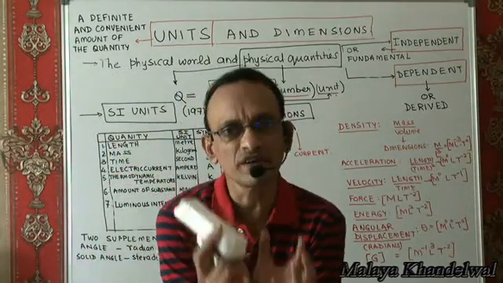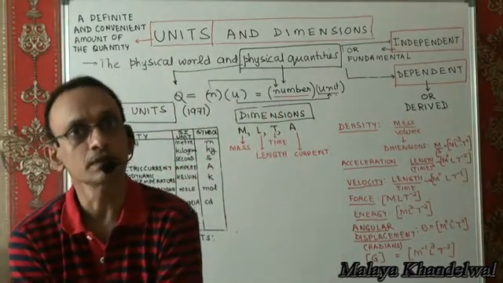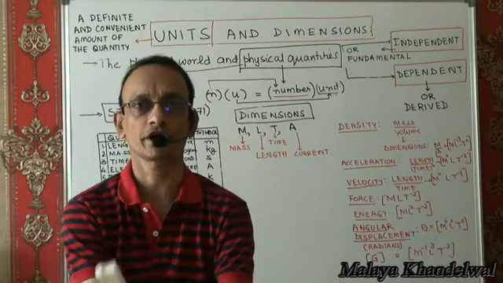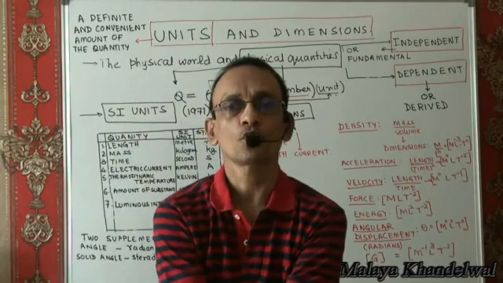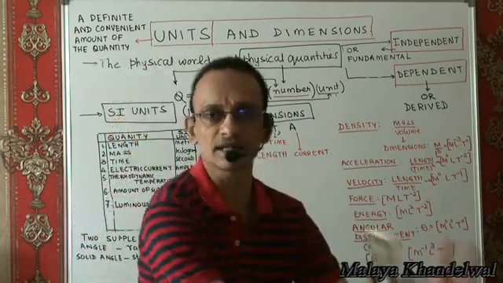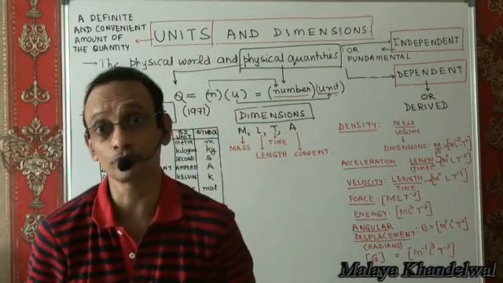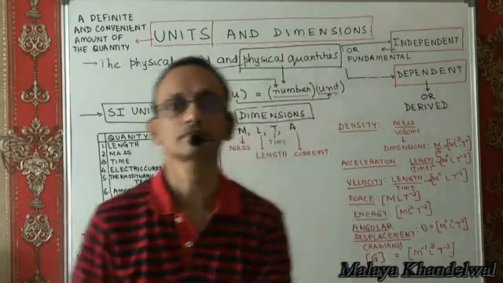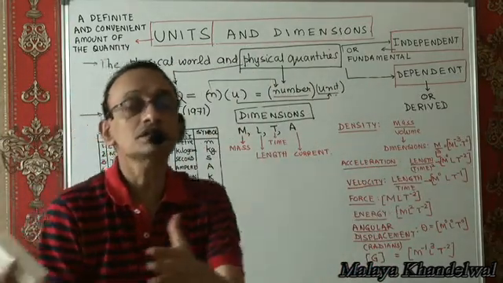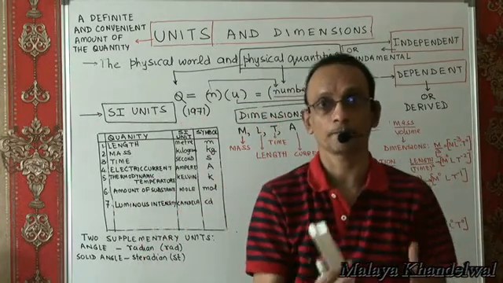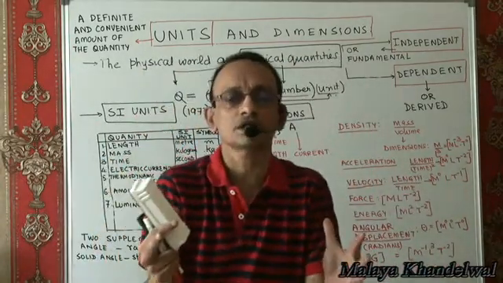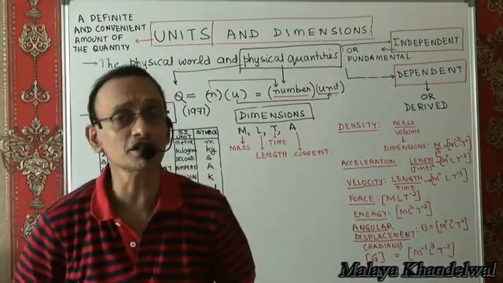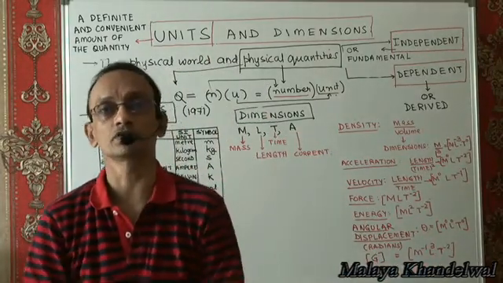A unit is fixed by the Bureau of Standards, international standards. They decide what a kilogram is going to be. They decide what a second is going to be. They decide what a meter is going to be, and so on and so forth, right? So that's what I mean by a unit. So again, a certain amount of a physical quantity has a representation in terms of the corresponding units.